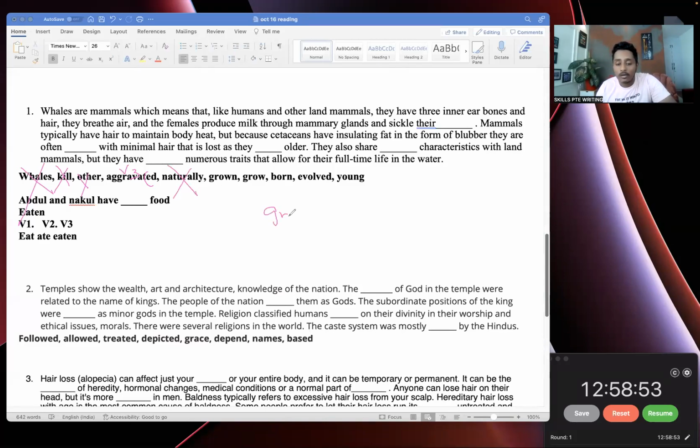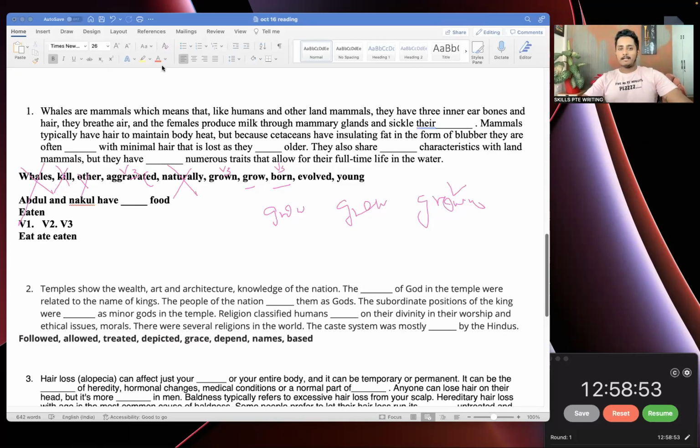Grow, grew, grown. So grown is a verb 3? Yes, grown is a verb 3. Is grow verb 3? No, it's V1. Is born verb 3? V2, V3. Yes. Is evolved verb 3? Yes. Now we got evolved also as verb 3, guys. After that, verb 3 has to come.